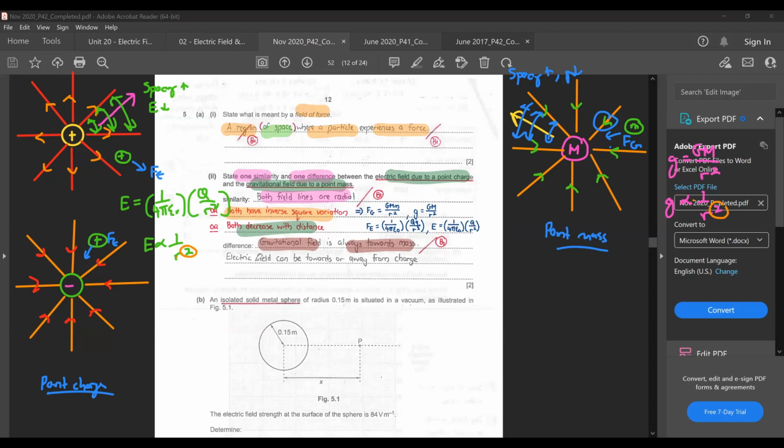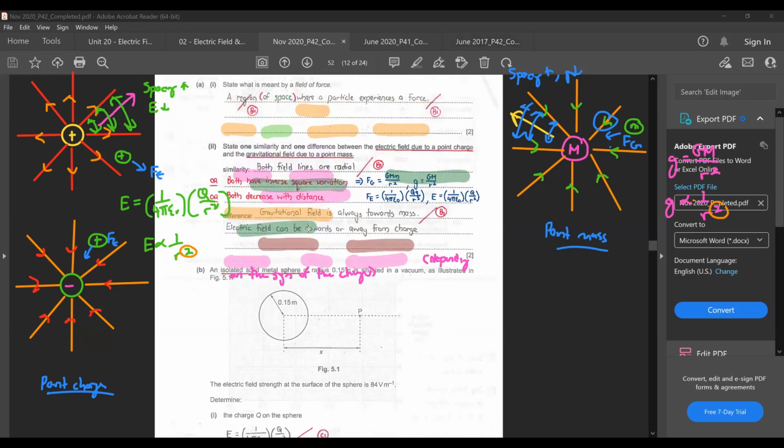But for electric field, it can be towards or away from the charge, depending on the charge itself, more specifically on the sign of the charge. If it's positive, it will be outwards. If it's negative, it will be inwards. All right, so this is just for this part.